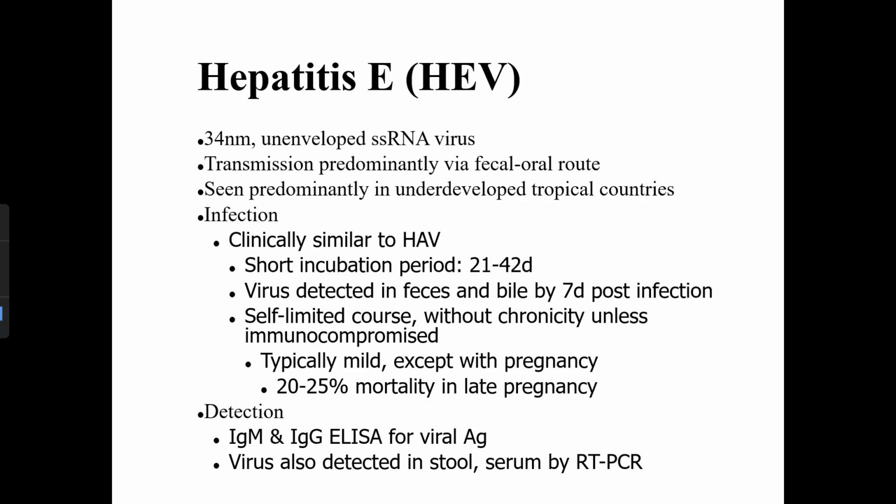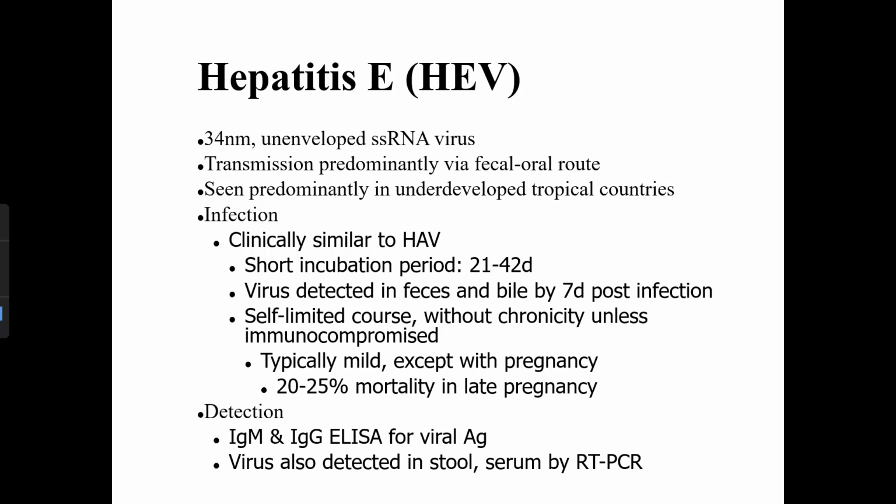Hepatitis E virus is probably the least prevalent hepatitis virus. It's transmitted predominantly via the fecal-oral route, just like hepatitis A is, and it's seen predominantly in underdeveloped tropical countries. Infection is clinically similar to hepatitis A virus. It has a shorter incubation period. The virus is detected in the feces and bile by 7 days post-infection. Self-limited course without chronicity unless they're immunocompromised.